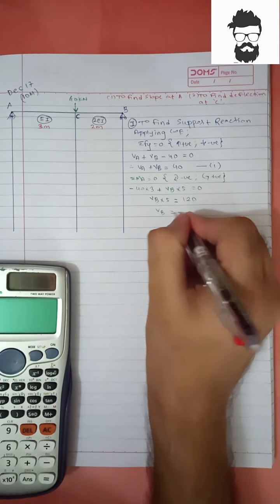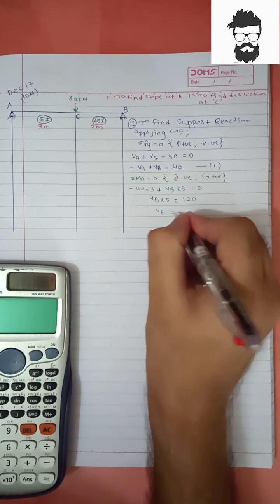We'll substitute VB equals 24 in equation 1. We'll get VA equals 16 kilonewton. So this is our step number 1. We got VA equals 16 kilonewton and VB equals 24 kilonewton.